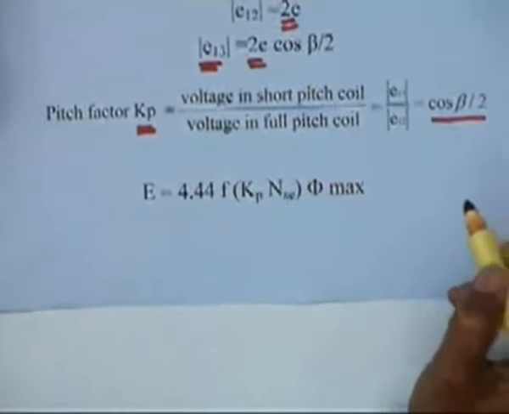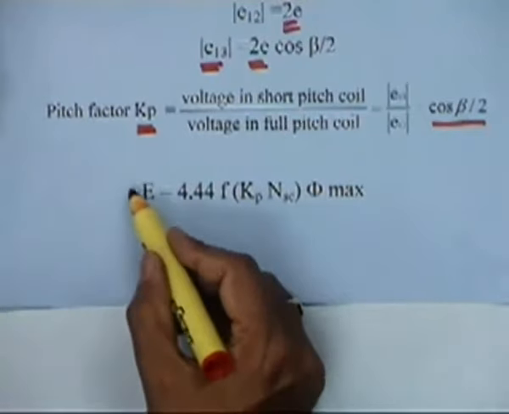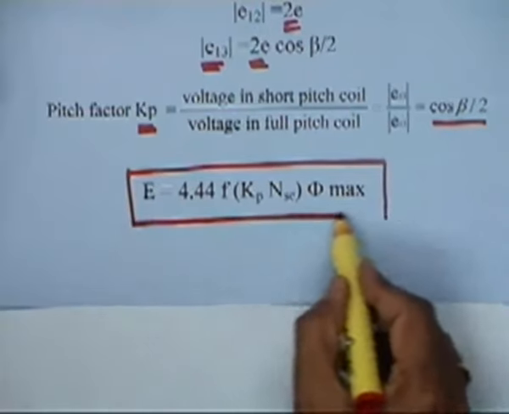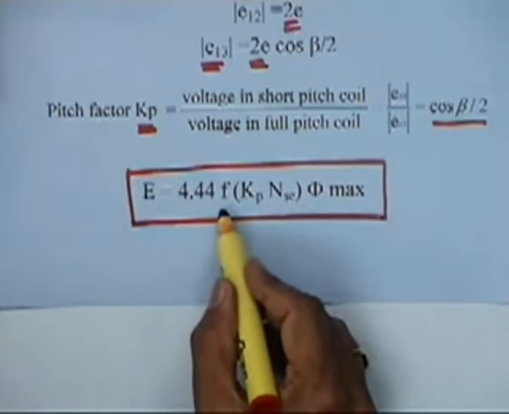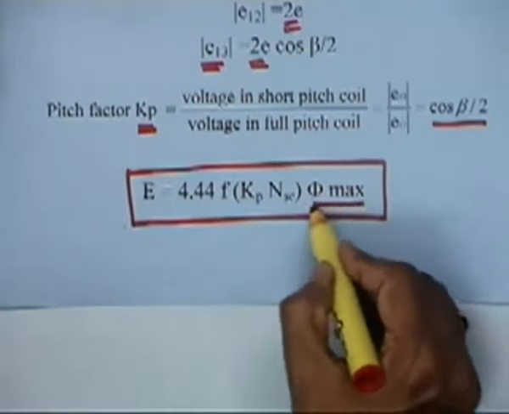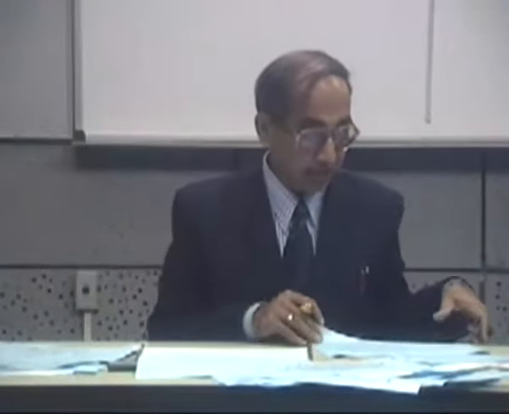Now, if that is the case, the net voltage induced will be E equal to 4.44 F into Kp into Nsc into phi max, that is the flux per pole. So we now know the impact of a short pitch.